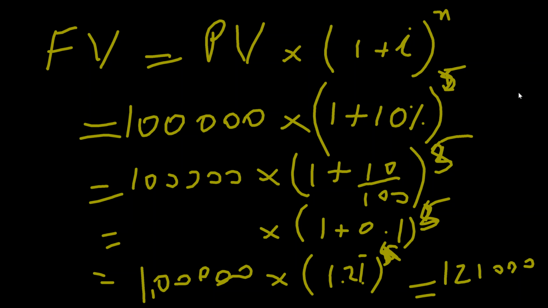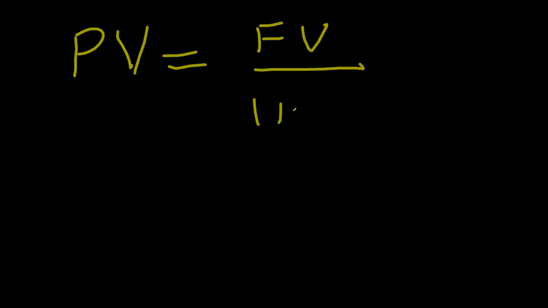Now what I am interested in is the present value, which will be future value divided by 1 plus r raised to the power t. The formula is exactly the same, except for the fact that this 1 plus thing was multiplied by PV and now it is divided, and FV has come here. I hope there is no problem with that. Yeah, are you okay with it?